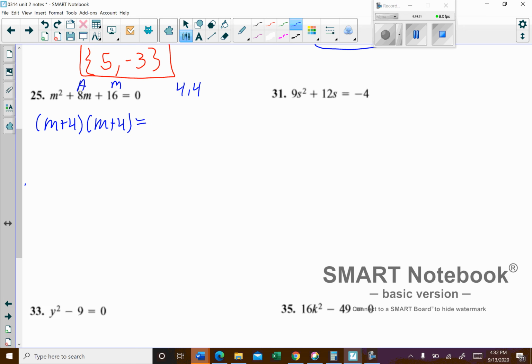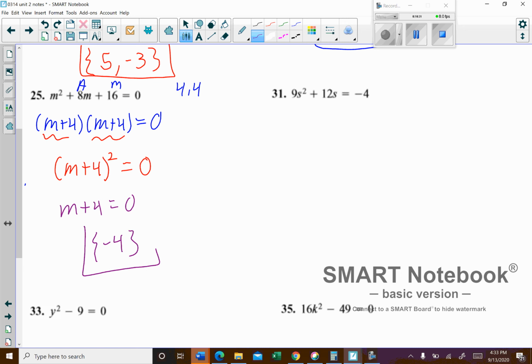Or if you notice it was a perfect square trinomial, you could have taken the shortcut. So you notice the factors are the same. So you're only going to get one solution. And if you want to, we can go ahead and write it as m plus 4 squared equals 0. And we saw an example like this for when we introduced the zero factorization property. So we just have to take this, set it equal to 0 and solve. And so in this particular example, the solution is negative 4. Okay.